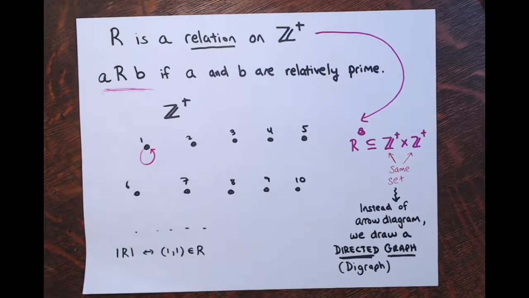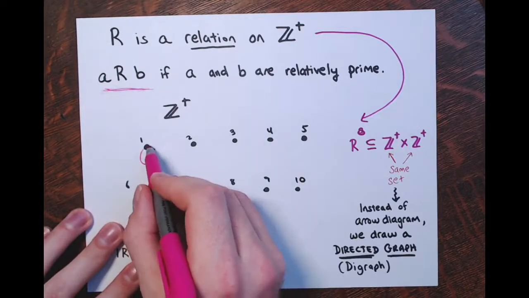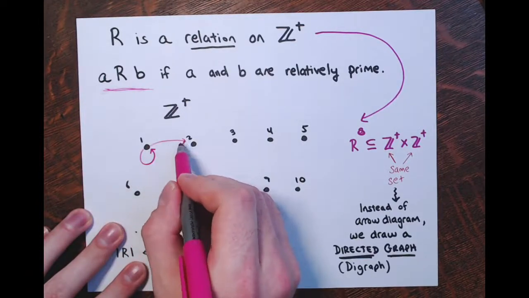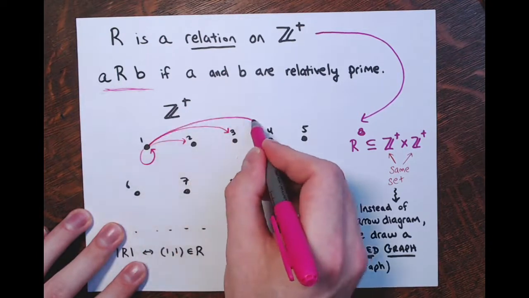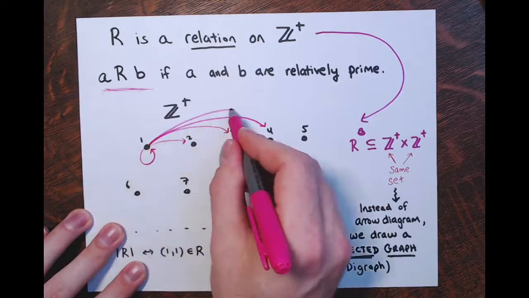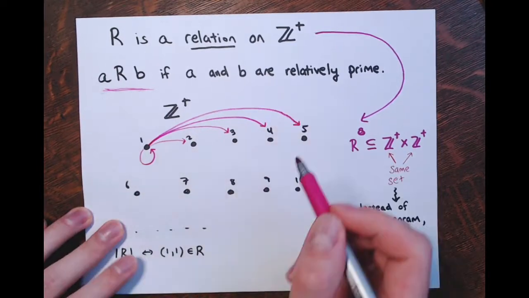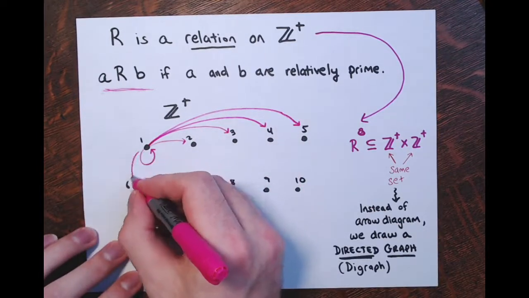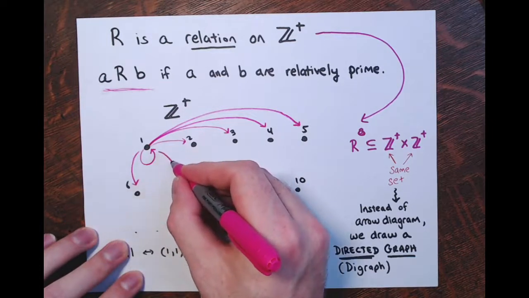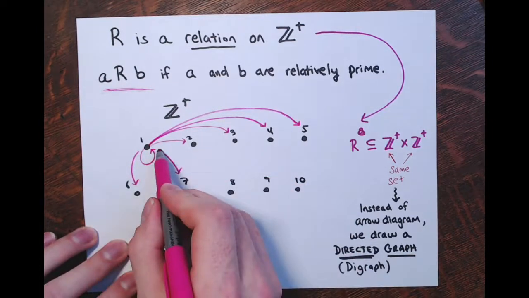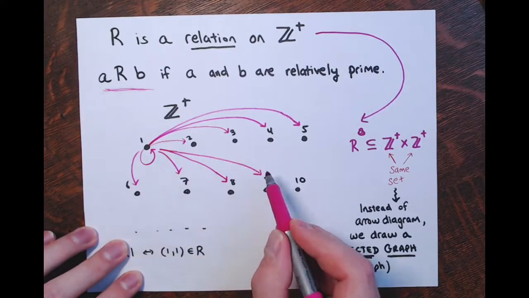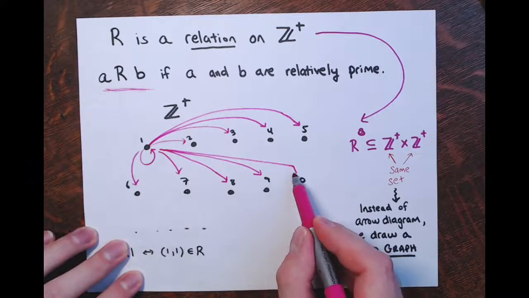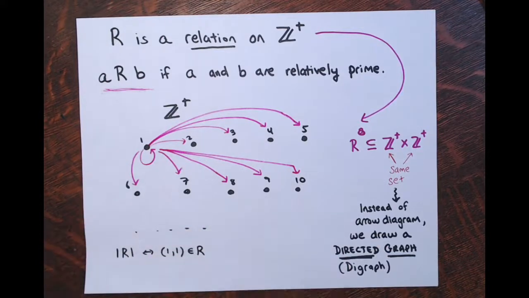So 1 is related to itself. 1 is also related to 2. 1 is also related to 3. 1 is also related to 4. 1 is also related to 5. And 6. And 7. And 8. And 9. And 10. I mean, maybe I shouldn't have put so many on here. And 11. And 12. And blah, blah, blah. 1 is related to every other integer.